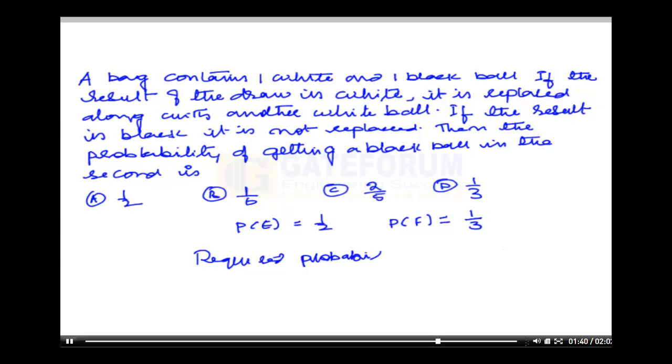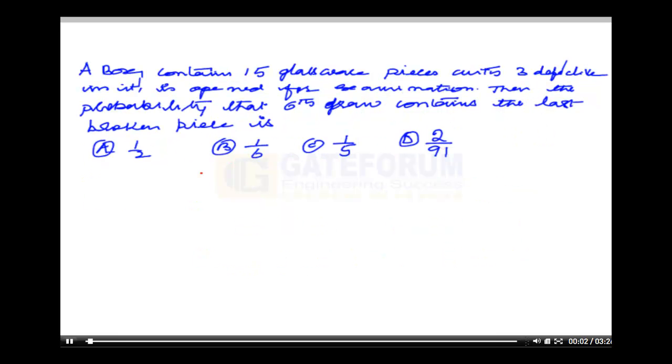Hence the required probability is 1 by 2 into 1 by 3, that is 1 by 6. Means first we should get a white ball, that is 1 by 2, into second we should get a black ball, that is 1 by 3. Hence it is 1 by 6. Therefore your answer is B.